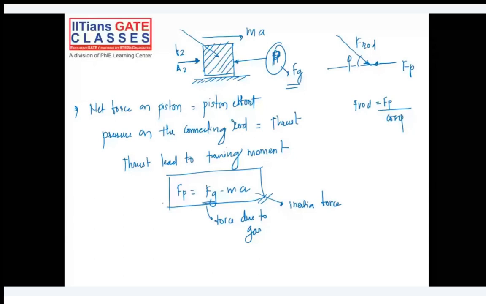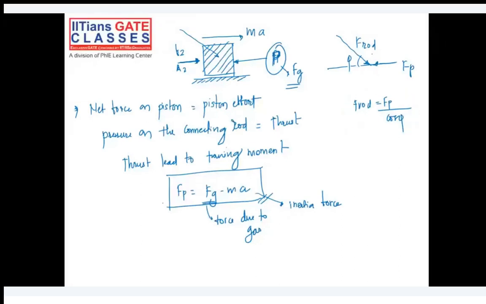Let's say Fp is the net force acting on the piston, then F rod, or the load taken by the connecting rod, will be Fp by cos of phi, because the horizontal component of this force is F rod cos of phi. That is, the force in the connecting rod times cos of phi is equal to Fp. If you do the sum of all horizontal forces equal to 0, from this we get F rod equal to Fp divided by cos of phi.